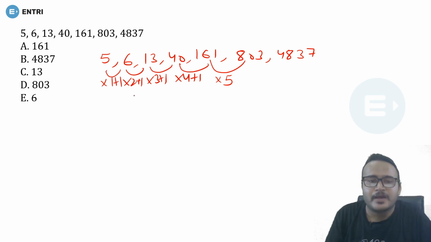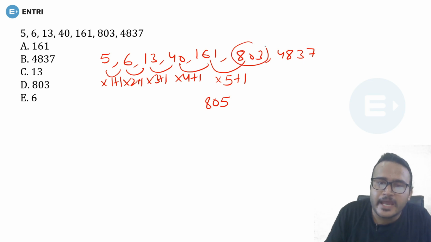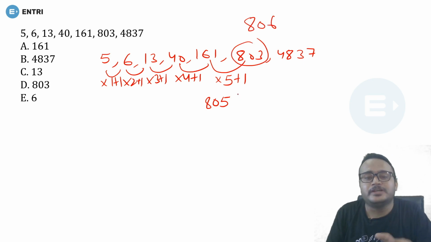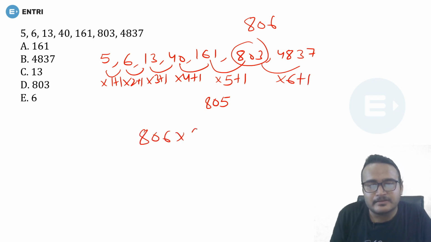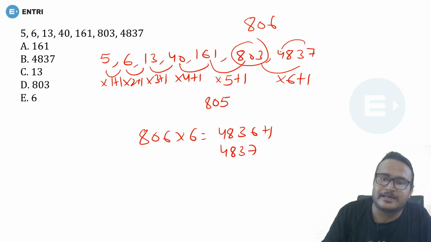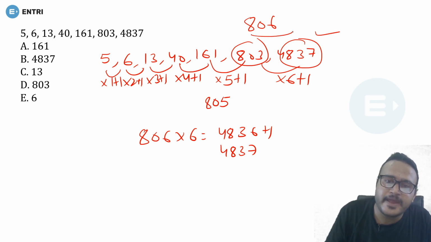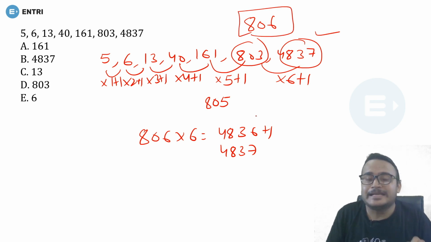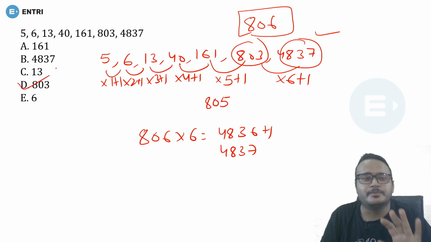So 1, 2, 3, 4, 5, and plus 1, plus 1, plus 1 is being added, so here it will be plus 1 also. So 5 times 161 is 805, plus 1 is 806 rather than 803. Because if you multiply 806 by 6, you get 4836, and plus 1 will be 4837. That means our logic is correct. So 806 will be the right number rather than 803. You can mark 803 as your answer, because this is the wrong number.